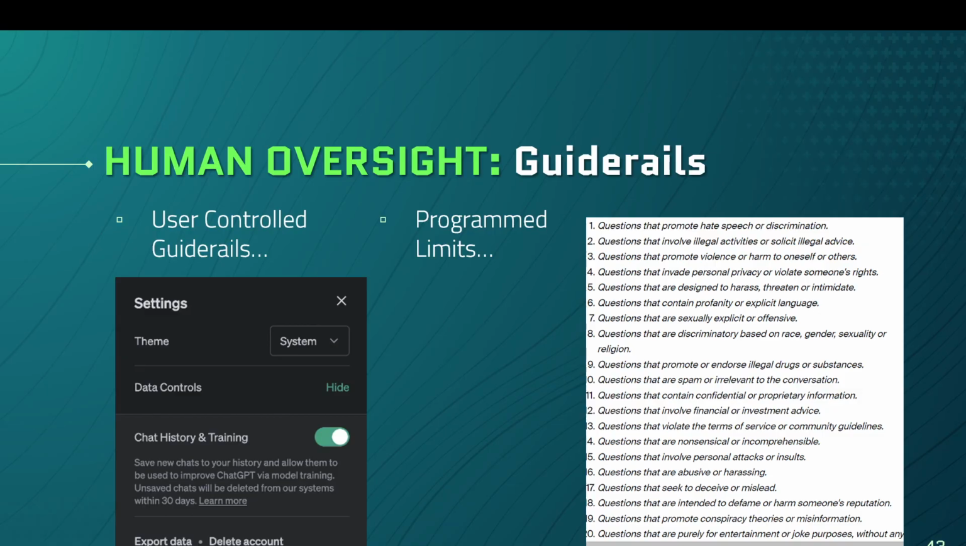But human oversight also comes at the settings level. So you are accessing something like ChatGPT or Gemini or Copilot, and you go into the settings and you can say, I want it to be more creative or less creative.